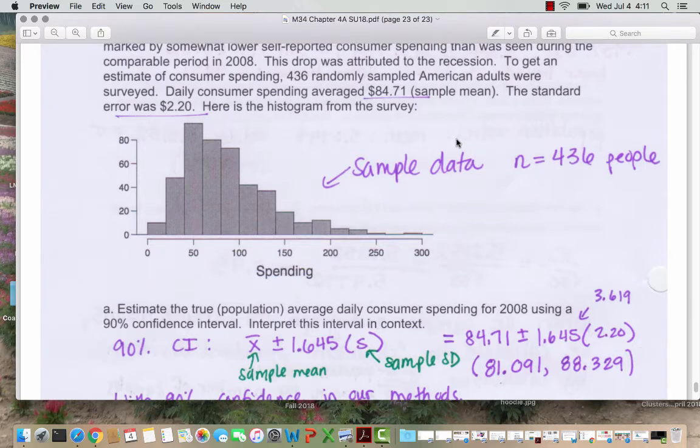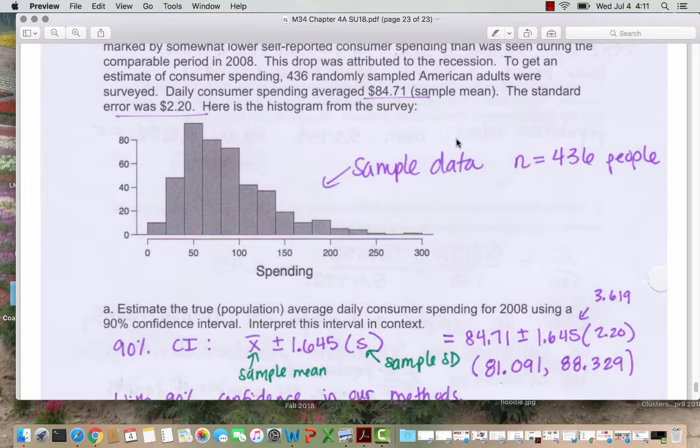This is a histogram made up of 436 randomly sampled American adults' data about their average daily consumer spending during the holiday season that starts right after Thanksgiving. Economists use holiday season shopping as a way to measure if we're in a recession or in a more robust economy. So you can think back, in 2008 was the beginning of the recession.